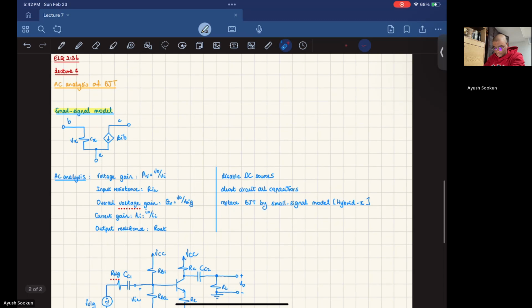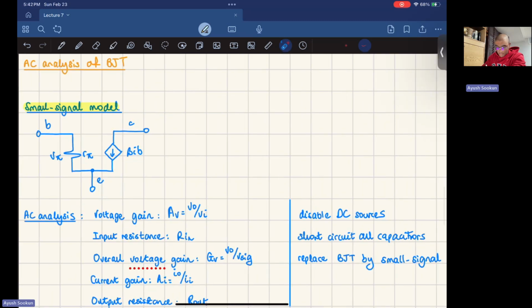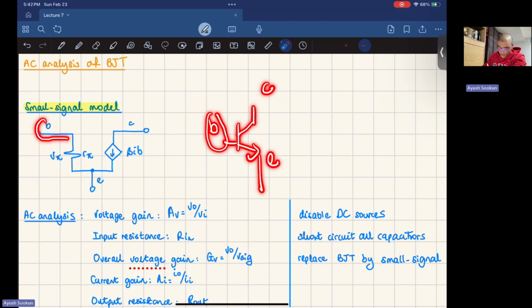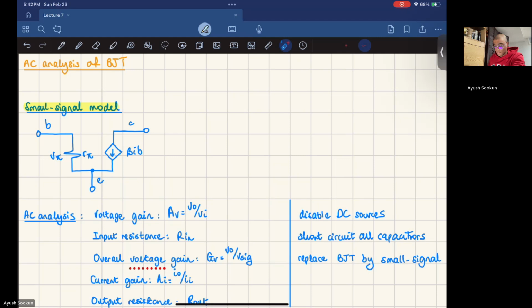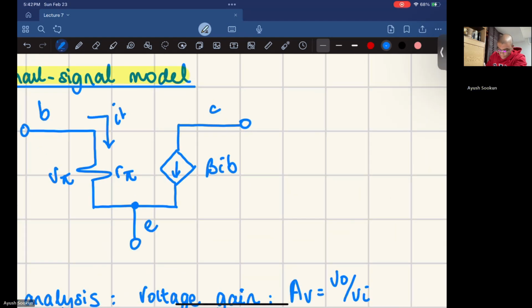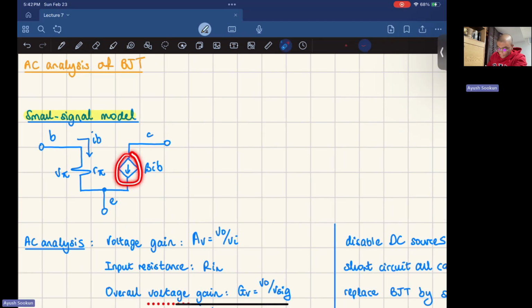And for AC analysis, before I get there, this is the base of my transistor. So if you have a transistor, this is the base, this is the emitter, and the emitter is just the emitter terminal itself, and the collector is connected to this beta IB, a current dependent current source. So here you see that's ib, the base current. This current dependent current source depends on the ib current that flows through the base.